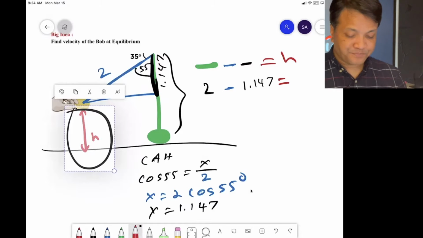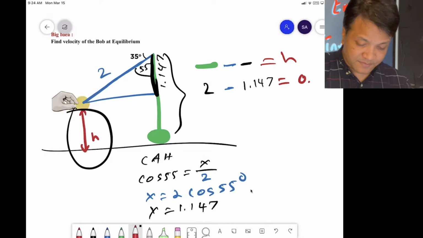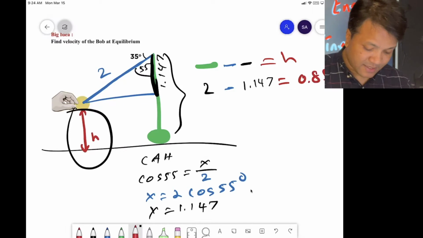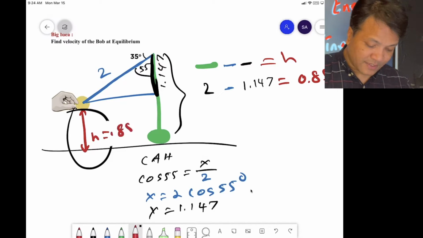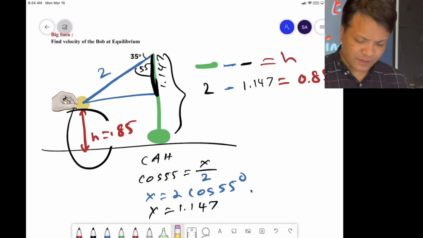Height would be 0.85. So height is 0.85. Finally, we know the height is 0.85. Okay, all right, so we know the height. We should be able to now find the velocity at the equilibrium.